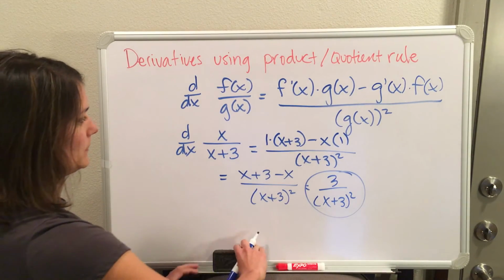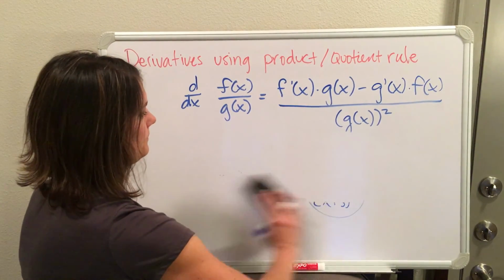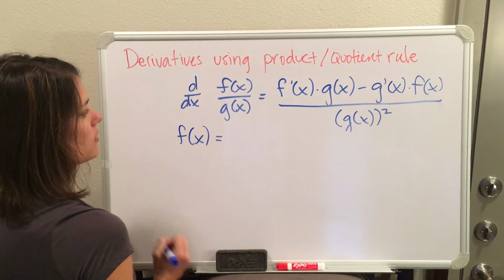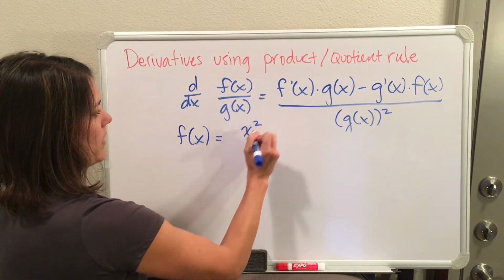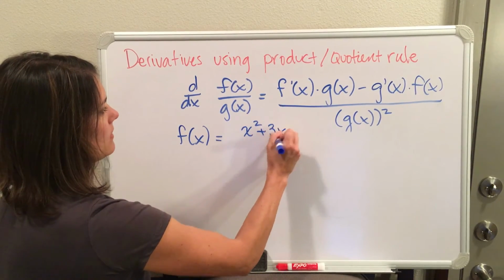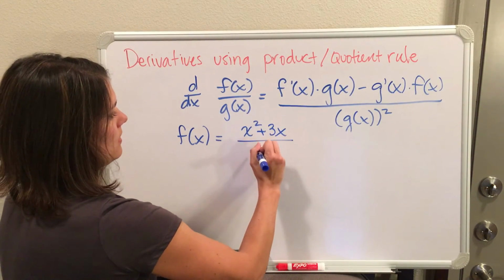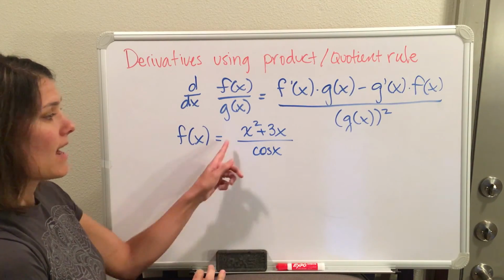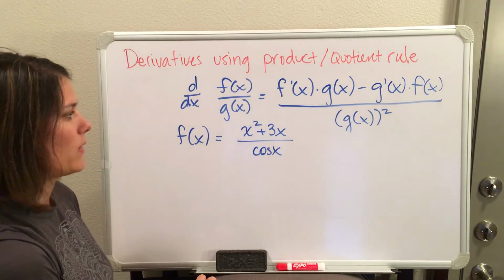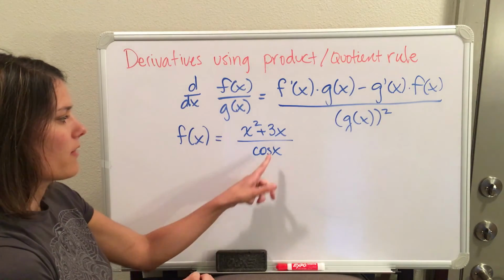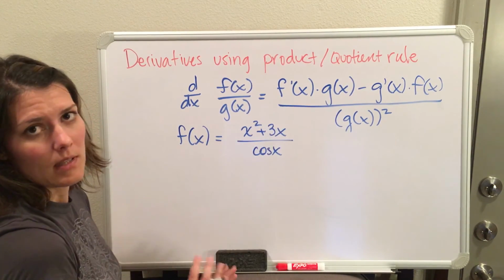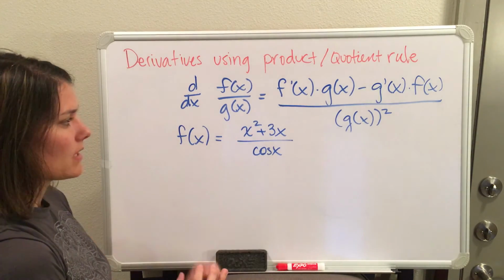Let's do another example. What if I gave you a function of x squared plus 3x over cosine? Again, I have to use the quotient rule on here. There's no way to avoid it. I cannot divide out the numerator because nothing will reduce and nothing will combine. So I'm just going to leave it as a quotient.